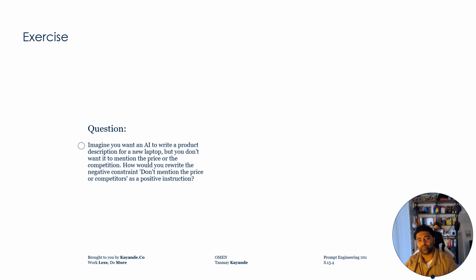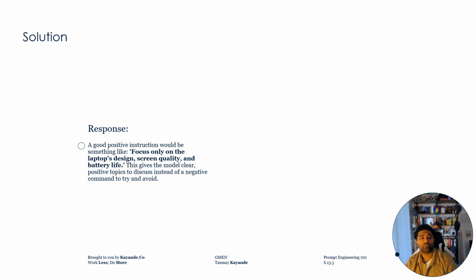Let's do an example. Imagine you want an AI to write a product description for a new laptop, but don't want it to mention the price or the competition. How would you rewrite the negative constraint of don't mention the price or competitors in a positive instruction? I'll give you a moment to think about this. A good positive instruction would be something like focus only on the laptop's design, screen quality, and battery life. This gives the model clear positive topics to discuss instead of a negative command to try to avoid.